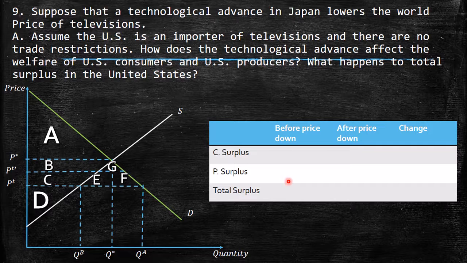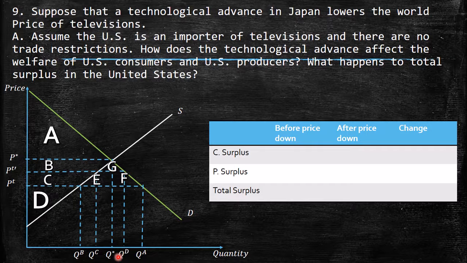So remember that the US is an importer, so it means that the world price is lower than the domestic price. So producers will supply, instead of Q star, QC, because they don't have the same incentives to produce. Before, they could offer the products at the price of P star. So due to the trade, they now have to produce QC.